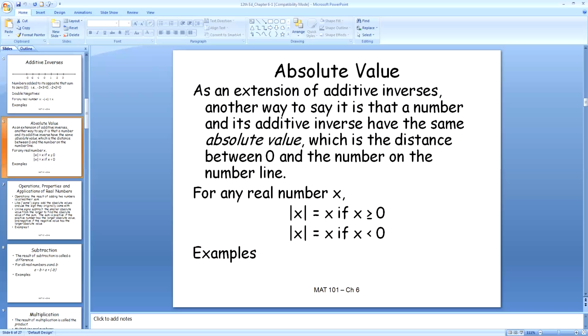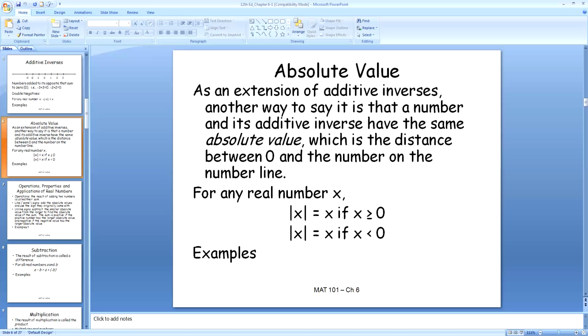When we're talking about absolute value, similar to additive inverses, another way to say it is that a number and its additive inverse have the same absolute value. That is, the distance between 0 and the number on the number line. Now, absolute value is written with these vertical bars around the number. So the absolute value of x is x if x is a positive number, that is, if x is greater than or equal to 0. And the absolute value of x is negative x if x is less than 0.